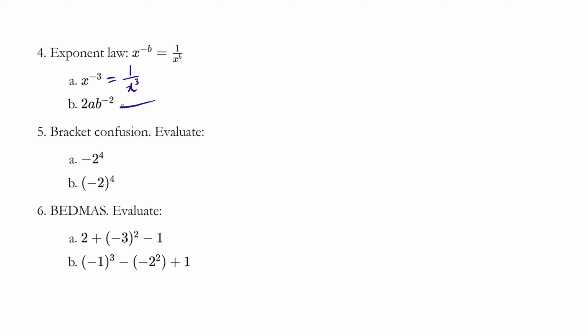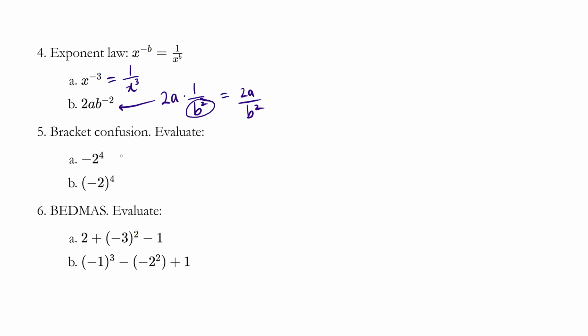Now what about this question here? We have 2 times a times b to the negative 2. But we know that this is the same thing as times 1 over b squared. So the b squared is in the denominator, whereas everything else is the numerator. So this is equivalent to 2a over b squared.